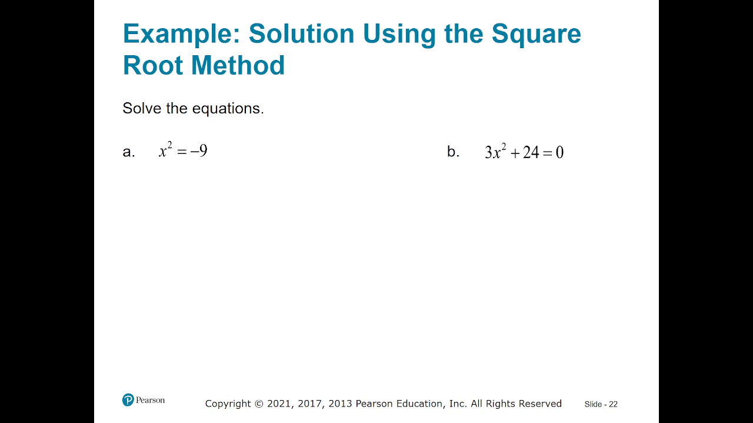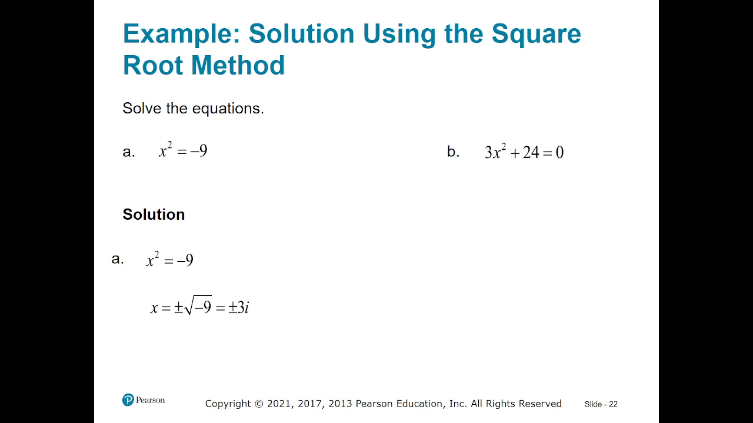Okay, so for example, if we've got x squared equals negative 9, then from my square root method I know that x is plus or minus the square root of negative 9. Well, the square root of negative 9 is 3i. So x has to be equal to plus or minus 3i.